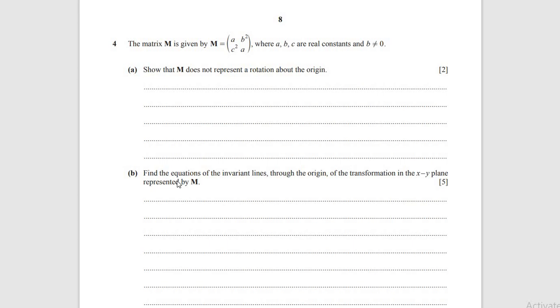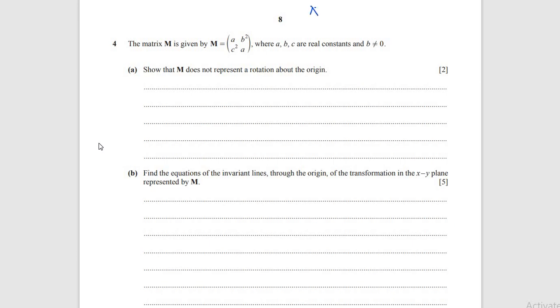The matrix M is given by [A, B square; C square, A], where A, B, and C are real constants, B is not equal to 0. Show that M does not represent rotation about the origin. So we have to show that M does not represent rotation.